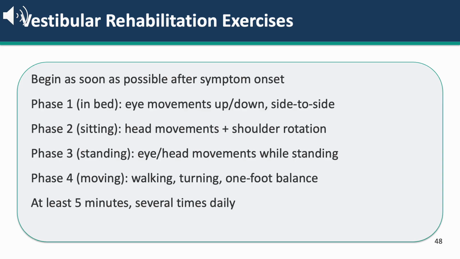When sitting, patients practice eye and head movements, then rotating head and shoulders and bending forward to pick up objects. While standing, eye and head movements are practiced, along with changing from sitting to standing with eyes open, then closed. Finally, patients practice walking, turning, standing on one foot, climbing steps, and playing games involving stooping and stretching. Exercises should be performed for at least 5 minutes several times per day. Specific positions that precipitate vertigo should be repetitively performed to facilitate compensation.